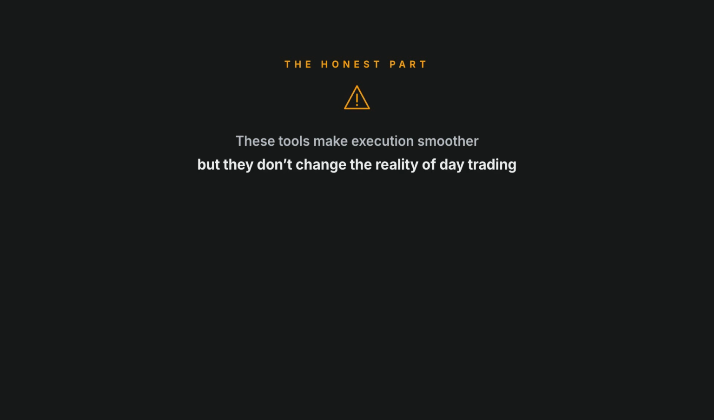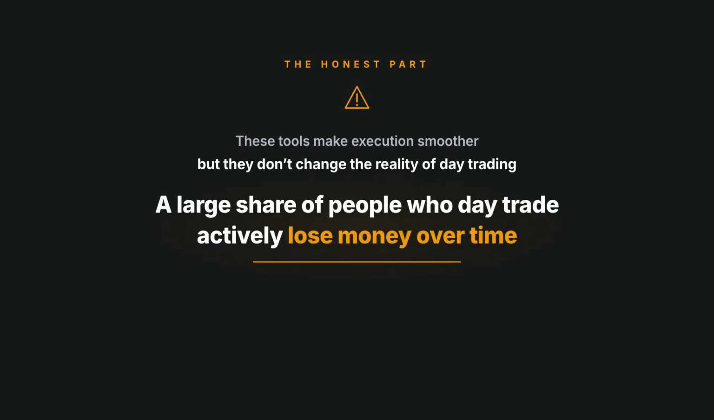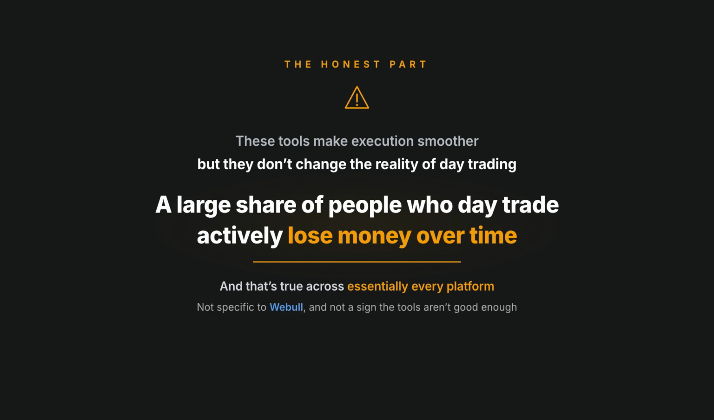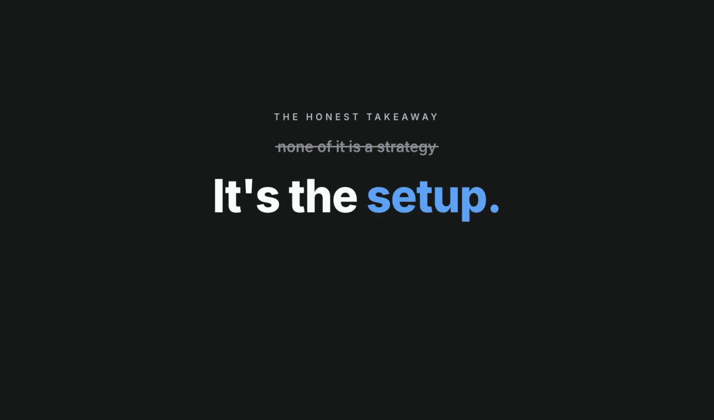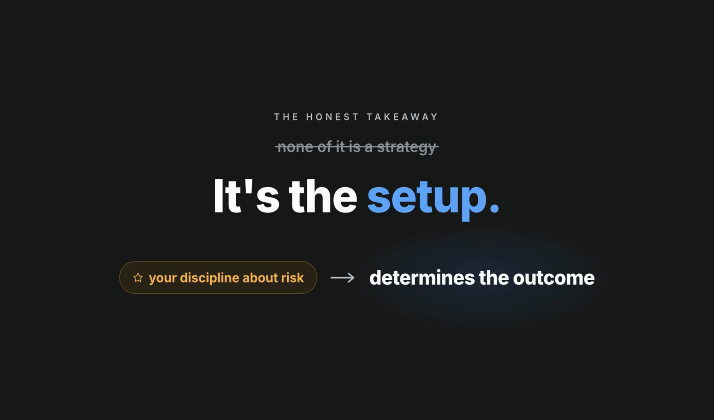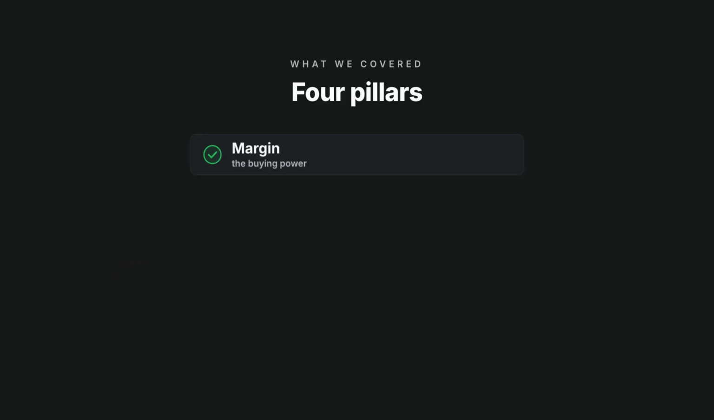Now, here's the part worth being direct about rather than glossing over. All of these tools make execution smoother, but they don't change the underlying reality of day trading itself. A large share of people who day trade actively end up losing money over time, and that's true across pretty much every platform, not something specific to Webull or a sign the tools aren't good enough. None of what we covered today is a strategy on its own, it's just the setup. What you actually do with it, and how disciplined you are about risk, is the part that determines the outcome.